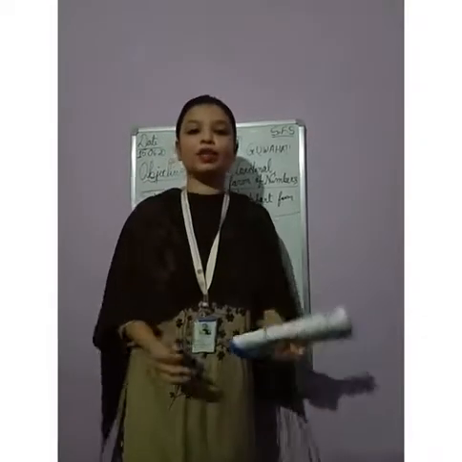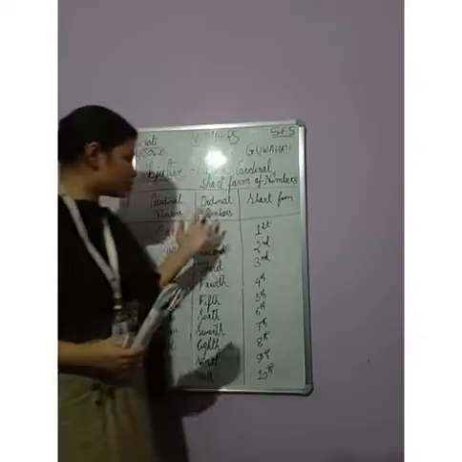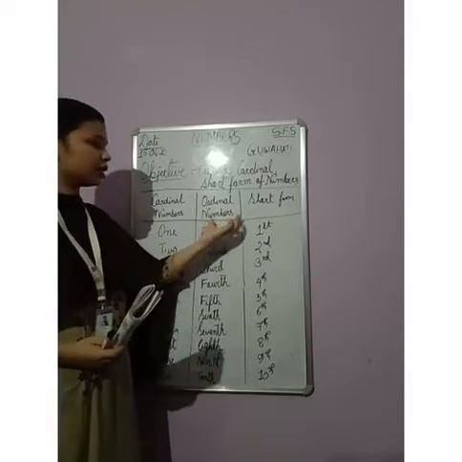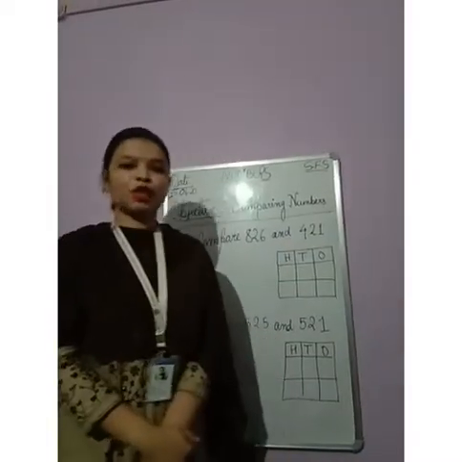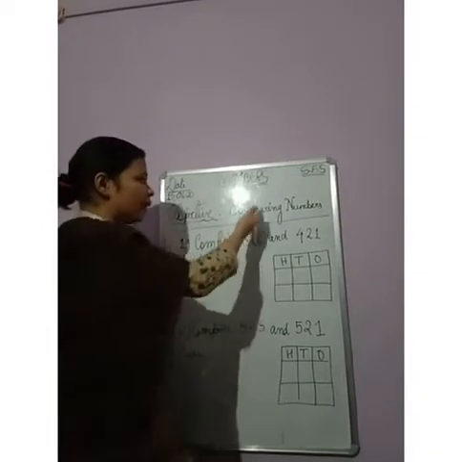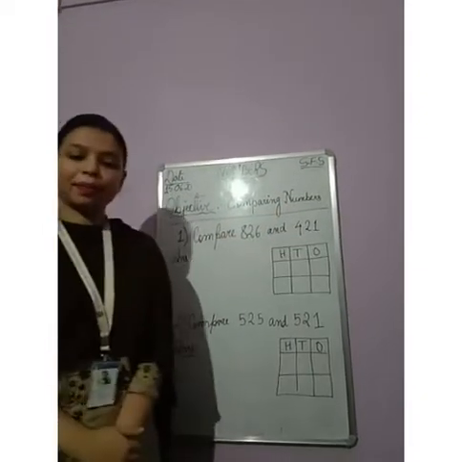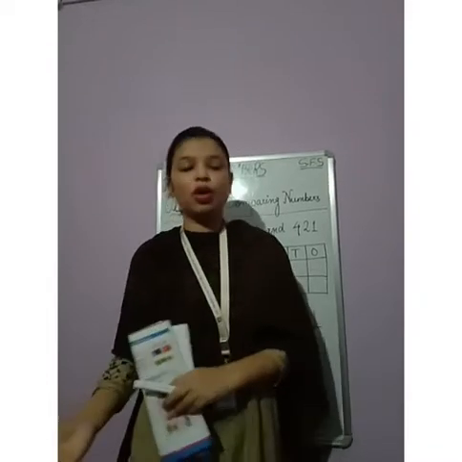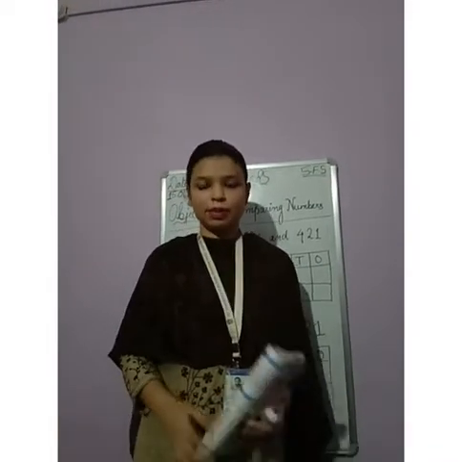Okay, so this is the way of expressing a number. There are three types of expressing the number, that is cardinal number, ordinal number and short. The next topic for today's class is about comparing numbers. Comparing numbers means we are going to find which is the bigger number or which is the smaller number.